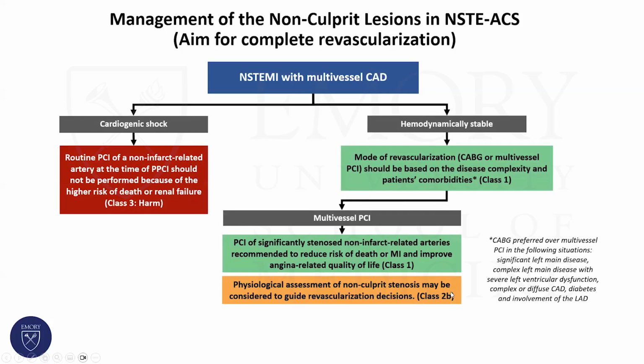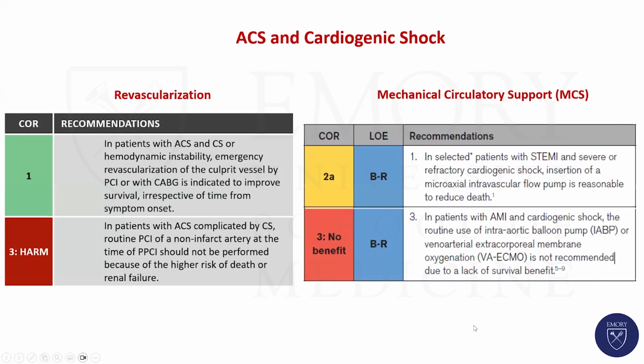Physiological assessment of non-culprit stenosis may be considered to guide revascularization decisions, that's class 2B. The strength was not that great to give that a class 1 recommendation. But what about CABG? We didn't really give a guideline recommendation. We just said CABG is preferred over multivessel PCI in the following situations: significant left main disease, complex left main disease with severe LV dysfunction, complex disease with diffuse CAD, diabetes, and involvement of the LAD, the proximal LAD.